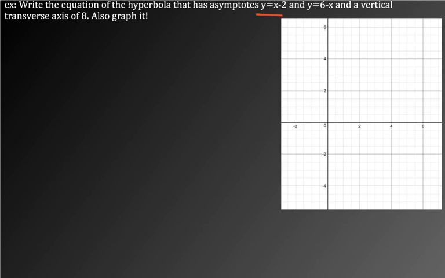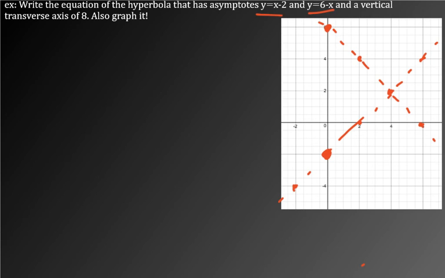So the first thing I would do is just graph these lines, right? So for x minus 2, we've got a y-intercept of 2. Nope, we don't. Sorry, we have a y-intercept of negative 2. And then the slope of 1. So we've got a slope of 1 here. So that's one of my asymptotes. And then the other one has a y-intercept of 6 and a slope of negative 1, right? So here's my negative 1 slope.